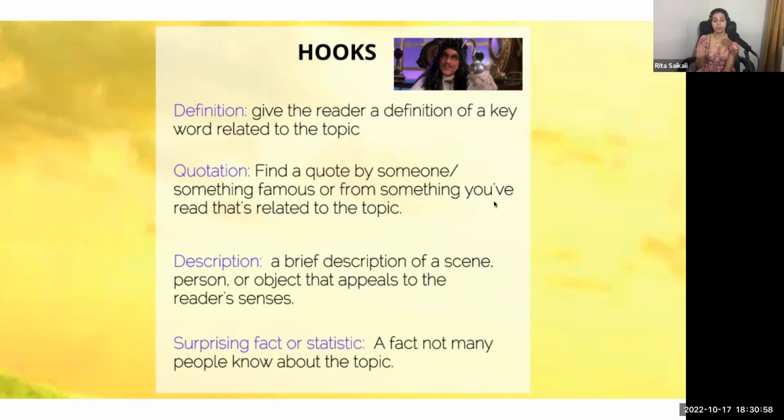Another way you can start is through description. You can provide a brief description of a scene, person, or object that appeals to the reader's senses. A lot of times, if you're reading a novel, it will start off by engaging one of your senses. It can say, the smell of flowers was so beautiful in the spring, and I enjoyed their beauty as they blossomed through the field.